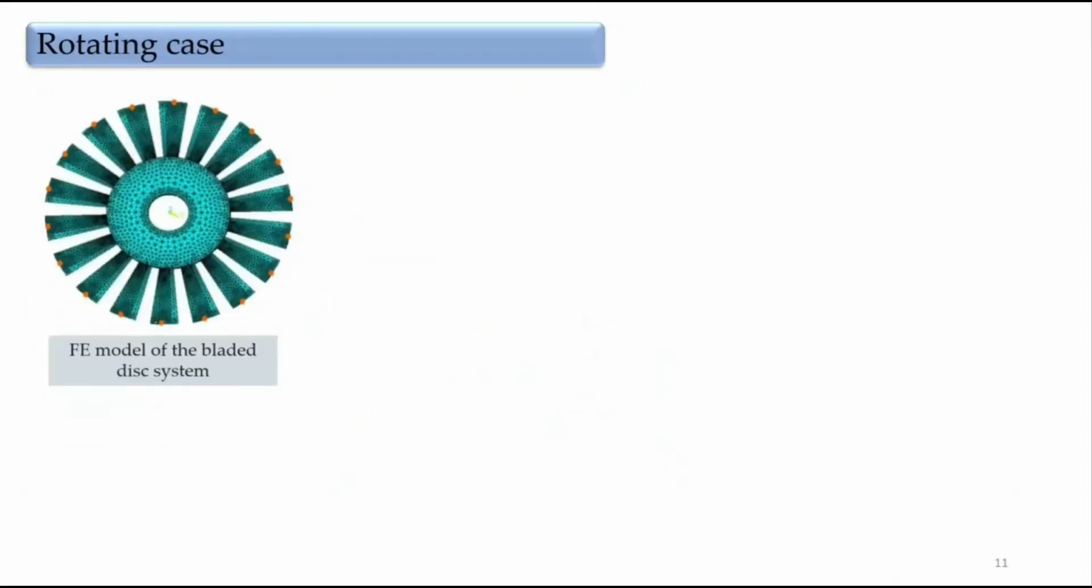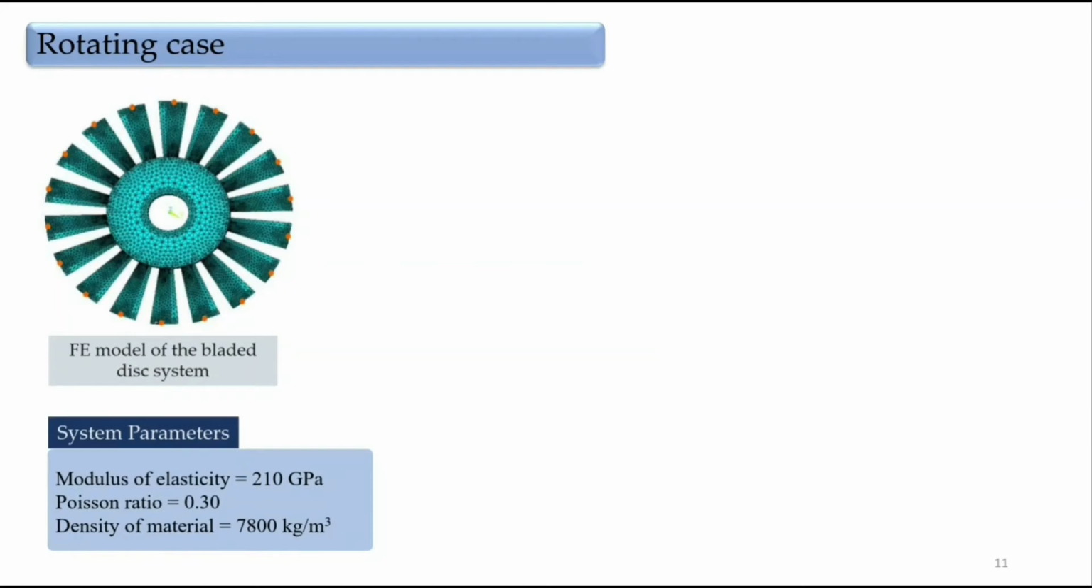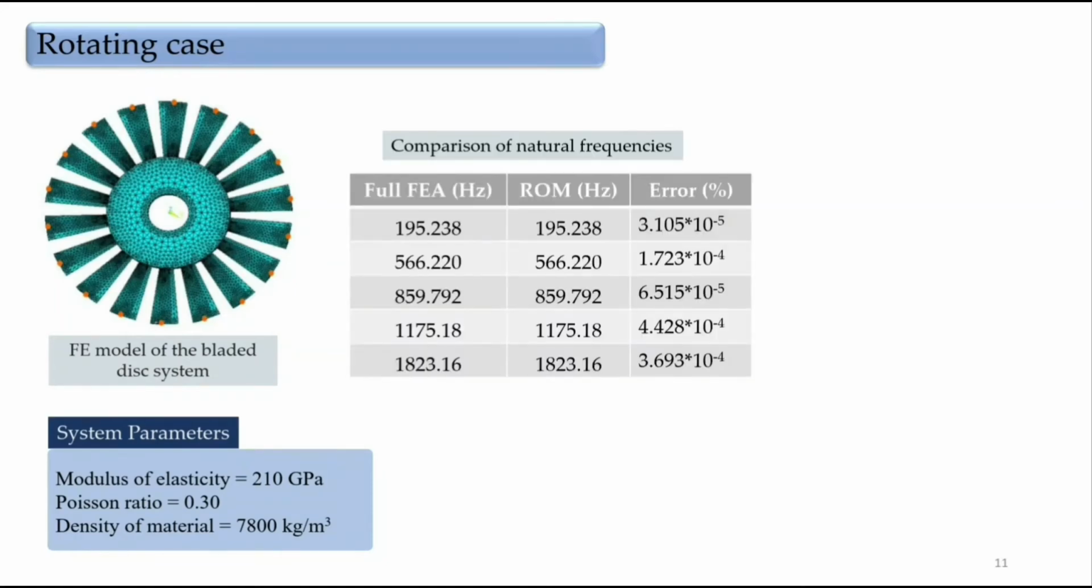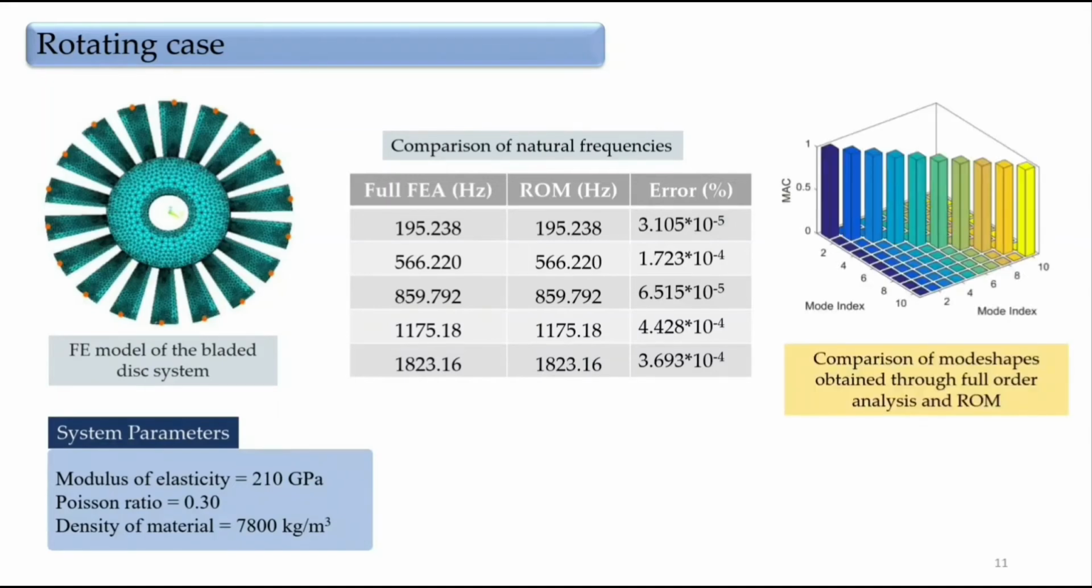Now coming to the rotating case, this is the FE model of the system. These are the material properties used in the simulation. First we have compared the natural frequency of the system, and we can see a very good match has been observed, and the error is of the order of 10 raised to minus 4 to 10 raised to minus 5. And to compare the mode shapes, again a modal assurance criterion has been plotted, and we can see the values are close to 1.